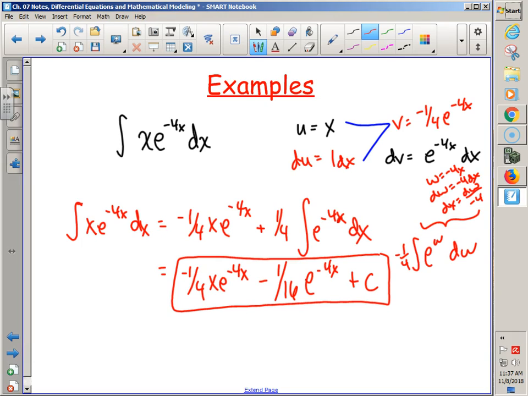Watch some integration by parts. It's all over the place. It's a huge Calc BC topic. But do we have the idea?